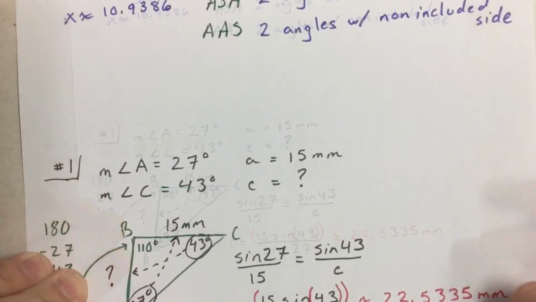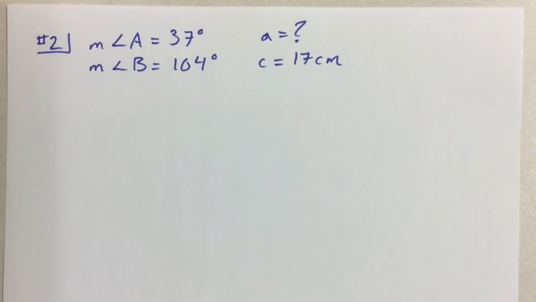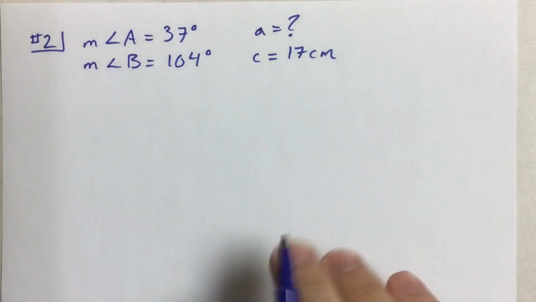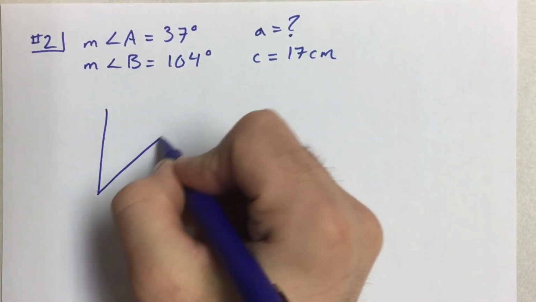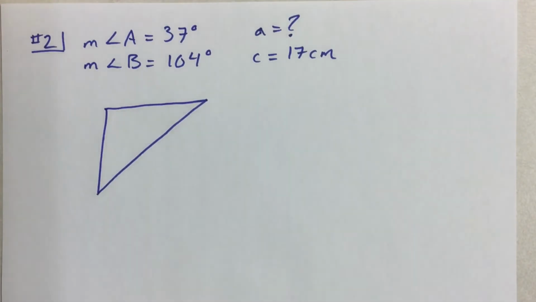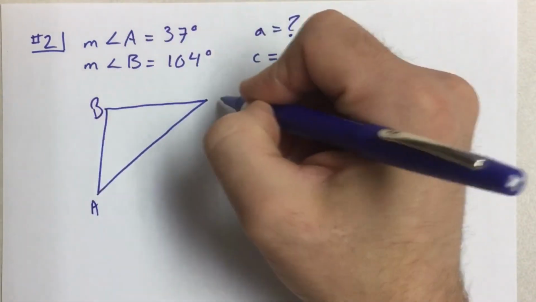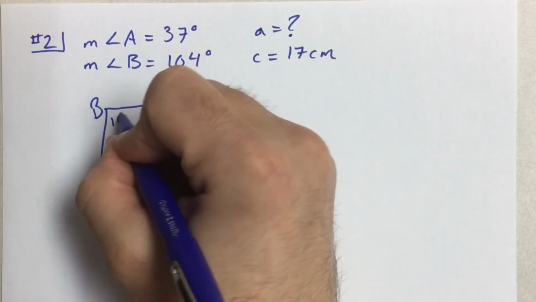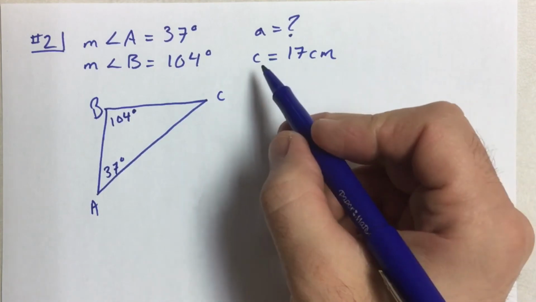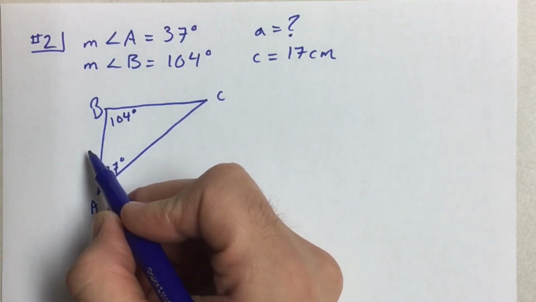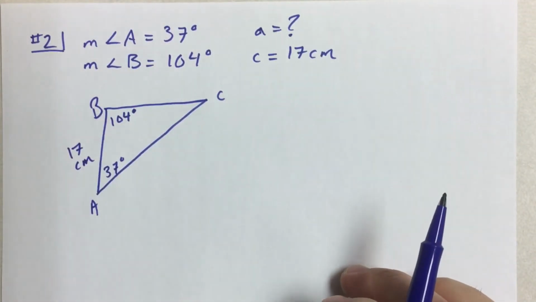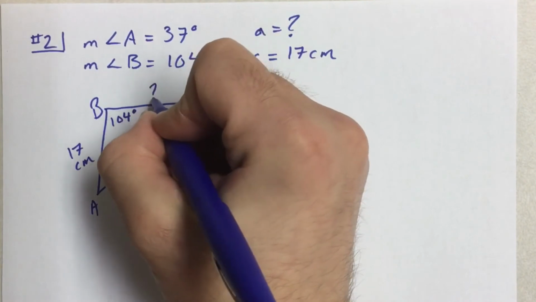Let's look at another. So measure of angle A equals 37, measure of angle B is 104, and we have length C. All right, let's draw a triangle. I like the shape of this. It's a really nice triangle. A, B, C. Okay, so angle A, 37. Angle B, 104. Length C. So length C is opposite of angle C, so 17 centimeters. Okay? And that's what we have. And we want to find length A, which is opposite of A.